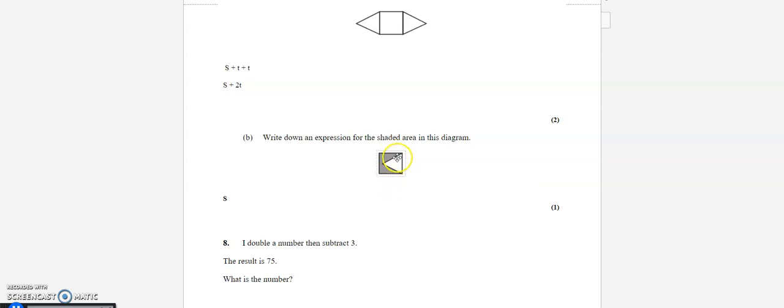But we don't want that. We want the full square that was shaded in, but we've then taken away this triangle section of it. So our simple expression for that can be the square minus the triangle, or S minus T in this case. And that would be enough to get you this final mark here.